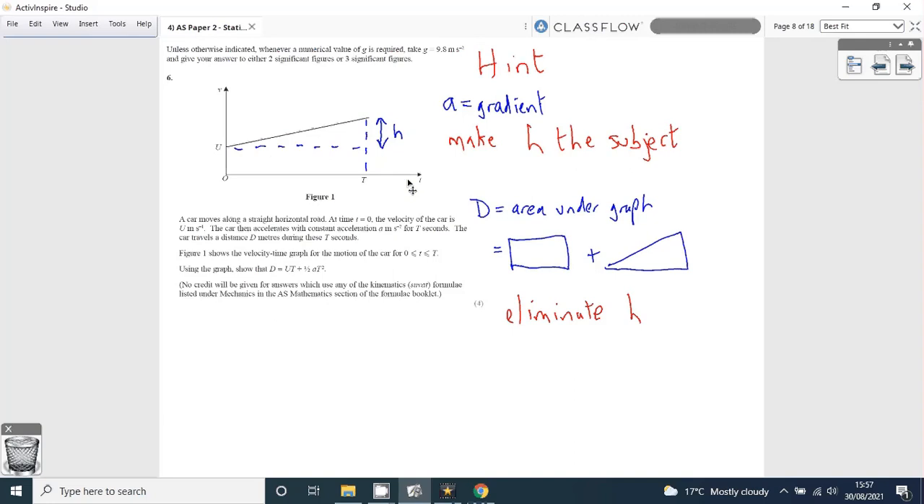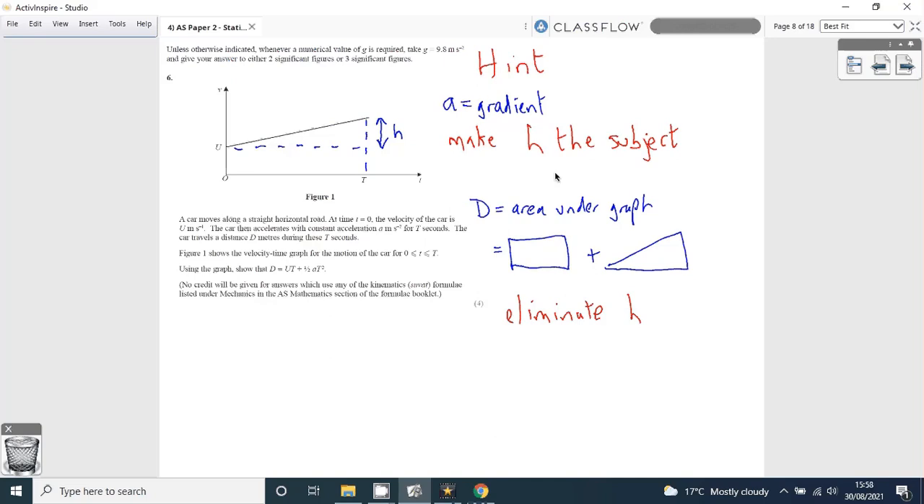Okay, now two things for here. This is a velocity time graph, so the gradient is the acceleration. So the gradient is the y step over the x step, so acceleration equals the y step, which is h, over the x step, which is t, and then just rearrange that to make h the subject. So that's part one of your thought process.